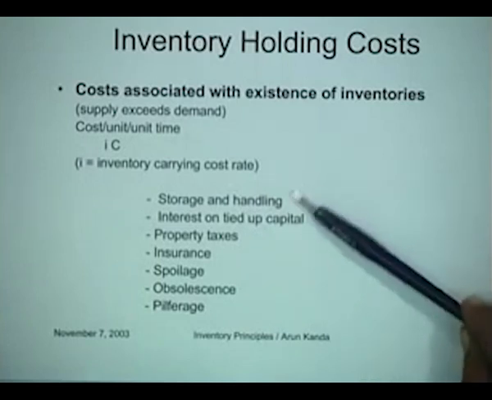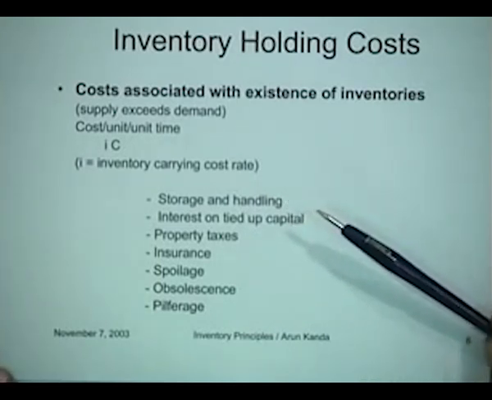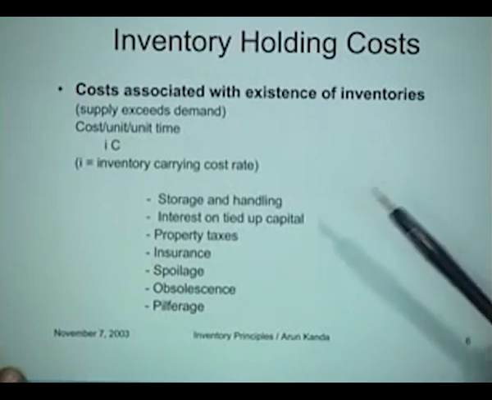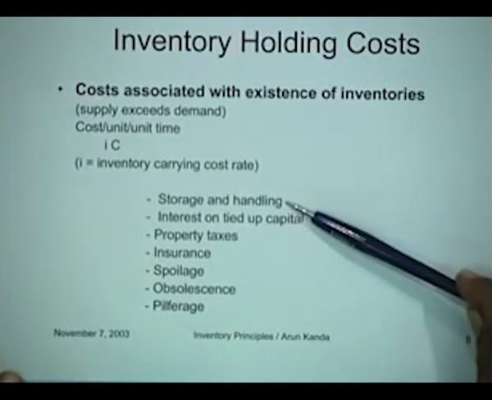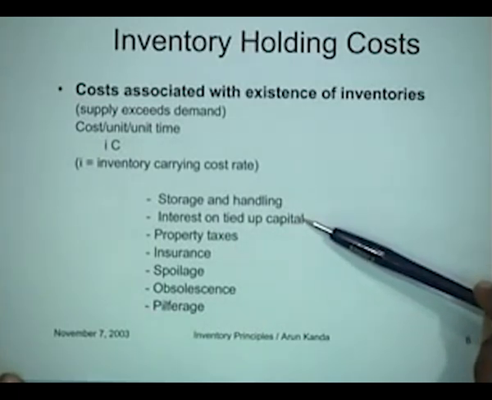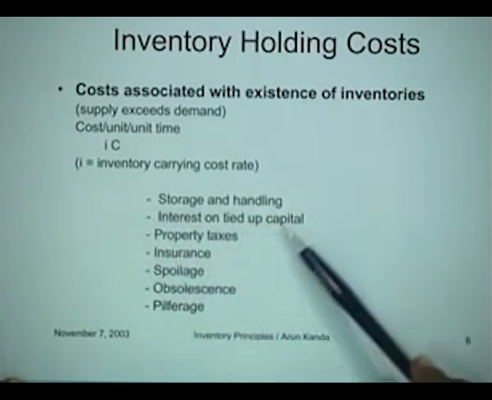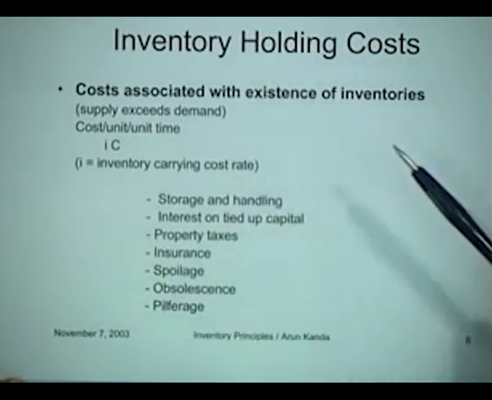And the typical components included here, if you were to estimate these costs in any realistic situation, would be the cost of storage and handling, and the interest on tied up capital. This is generally one of the most important components of the inventory holding cost. Quite often people tend to say that interest on tied up capital is in fact the major holding cost.